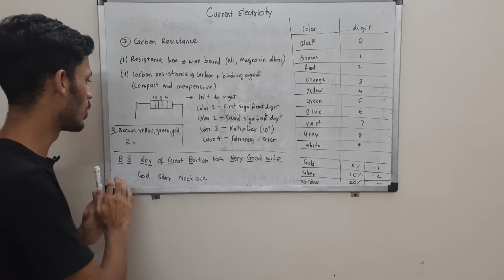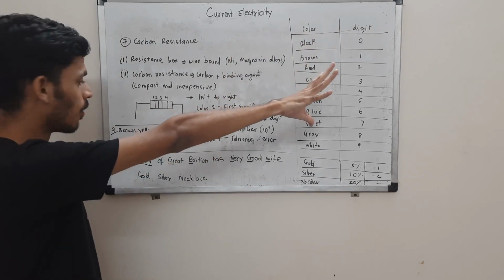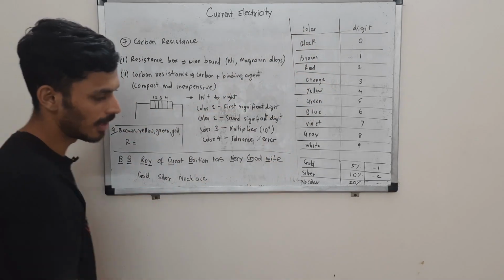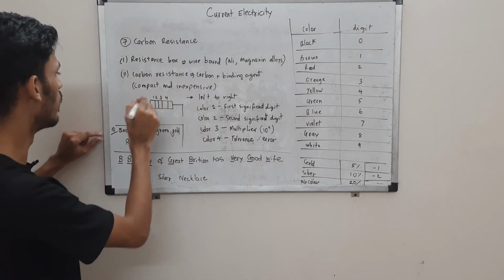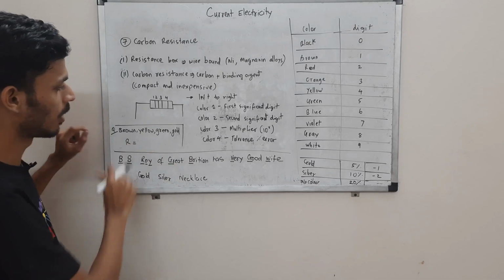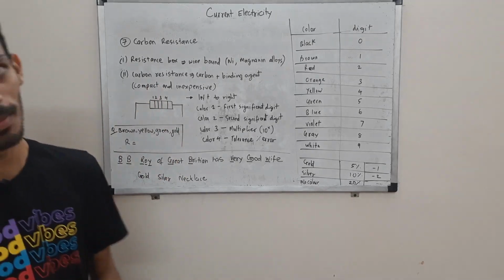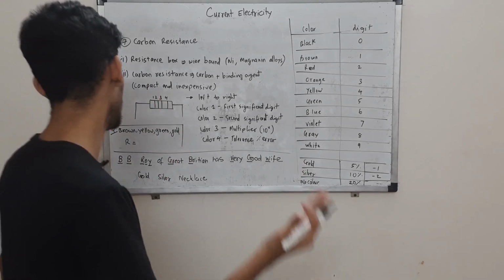Let's try our knowledge over here. We won't be looking over there; we'll just do it via BB Roy. Here we have the color codes given from left to right: brown, yellow, green, gold. These are the color bands on your carbon resistor. Now let us find what is the value of this resistor.